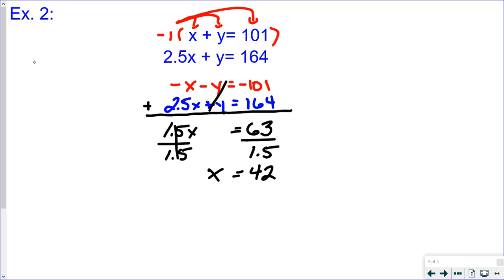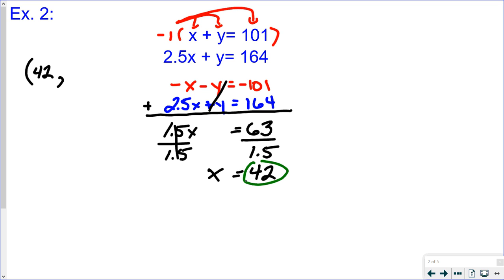All right, so there's half of my solution. I have the x value now. Let me rewrite that. So the x value is 42. Now to find the y value, I just take this x value of 42 and plug it in to either of the equations.